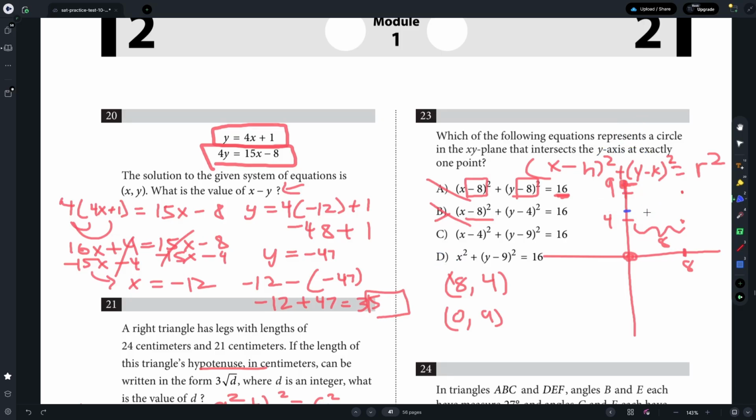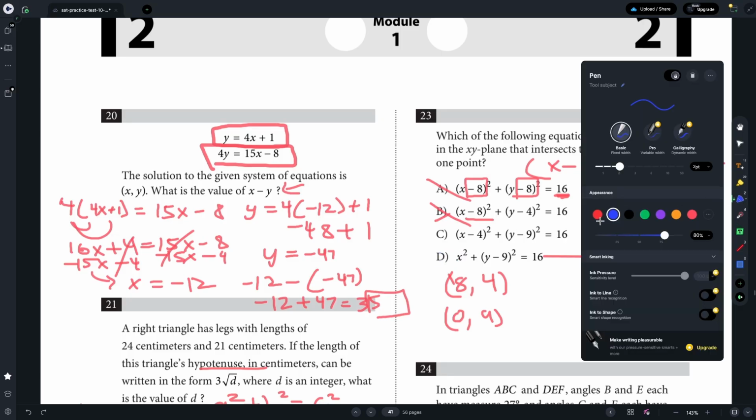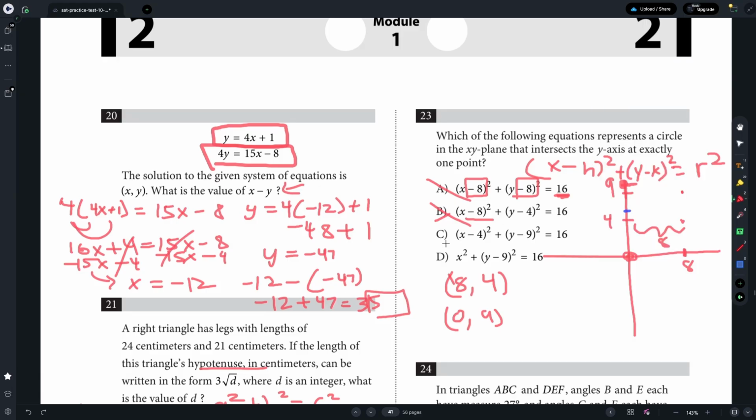That leaves us with C, right? And C shows us that the center is 4, comma 9. So it's right here, like 4, comma 9, up here. So the circle, again, I'm going to draw it in a different color. It has a radius of 4, and this length is 4. So we would go here, touch down to 5. And this actually only touches the y-axis once. Therefore, C is the correct answer.